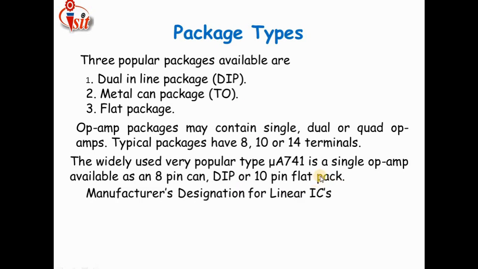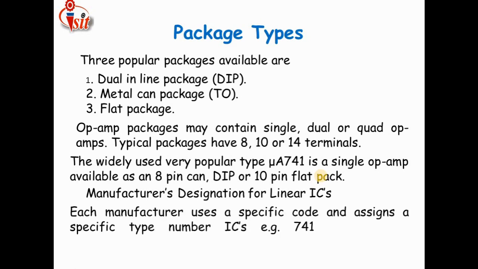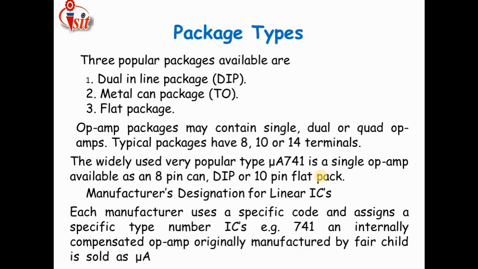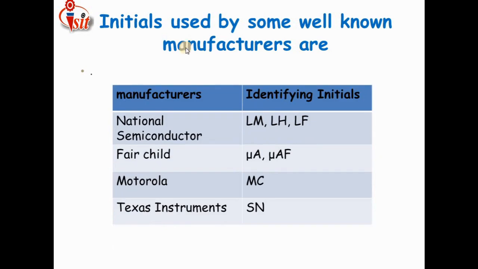Manufacturer's designation for linear ICs: each manufacturer uses a specific code and assigns a specific type number to ICs. For example, the 741, an internally compensated op-amp originally manufactured by Fairchild, is sold as the μA741, where μA represents the identifying initials. Initials are used by some well-known manufacturers for their ICs. Here I have shown some standard manufacturers and the identifying initials related to their ICs.